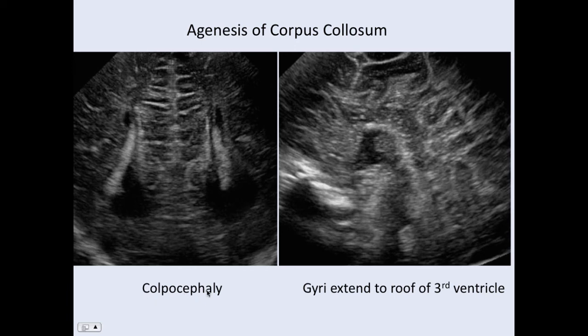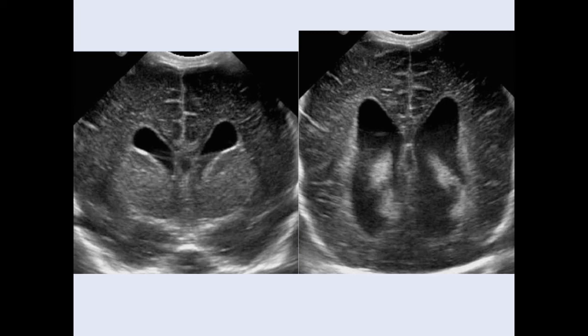That's called colpocephaly. When you look at the sagittal images, again, we don't see the normal corpus callosum like we would in this area, and the gyri of the brain go all the way to the roof of the third ventricle here, and that's because the corpus callosum is not in the way to block those things.